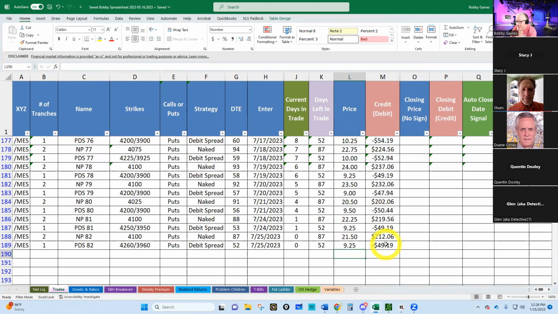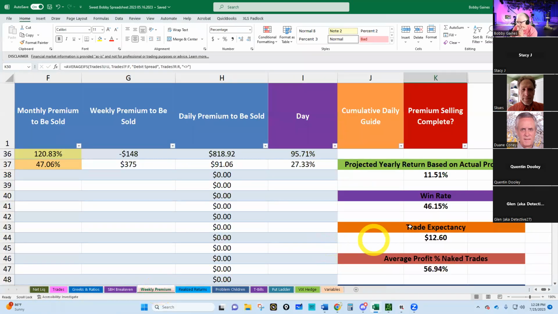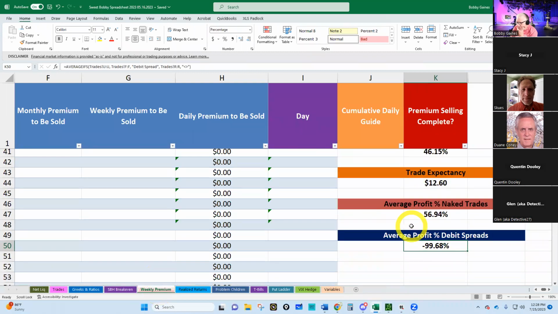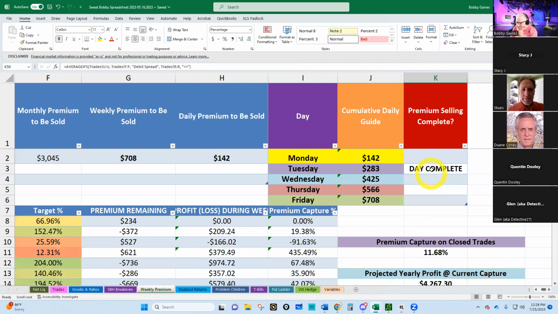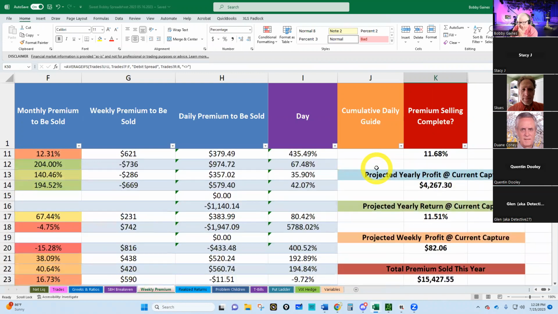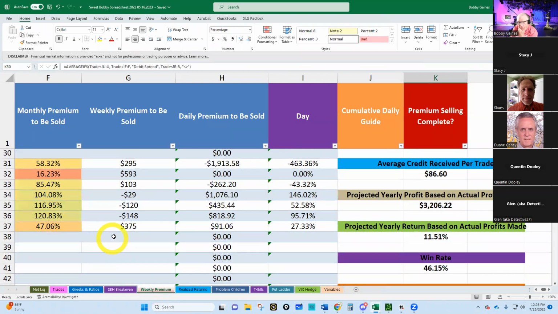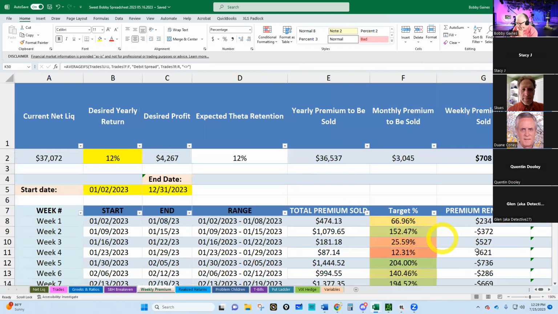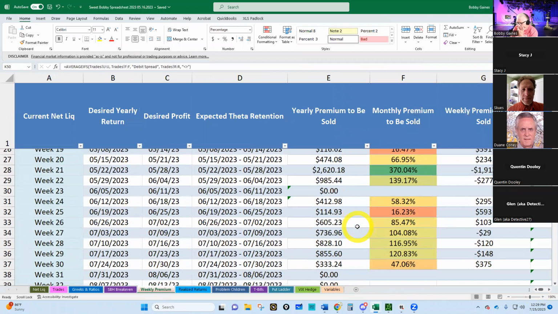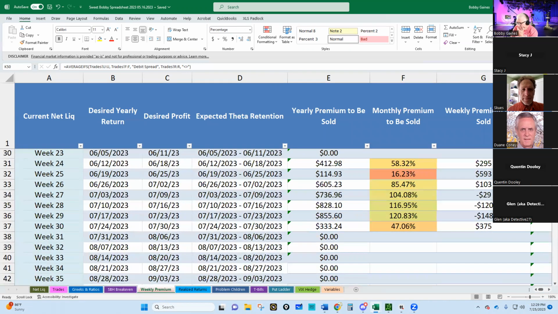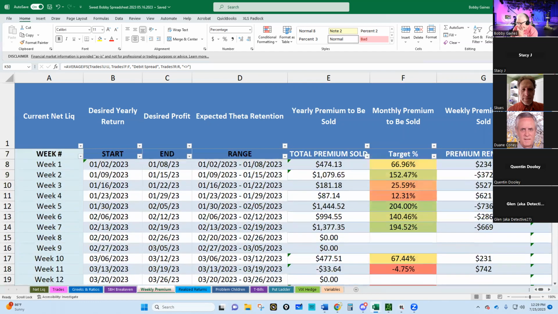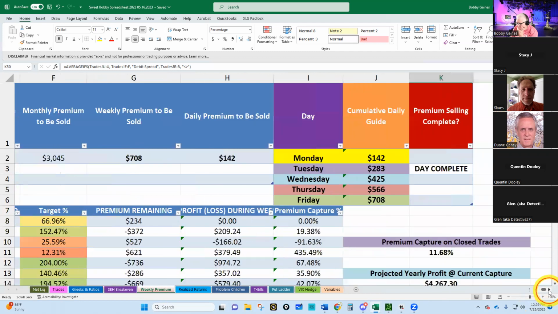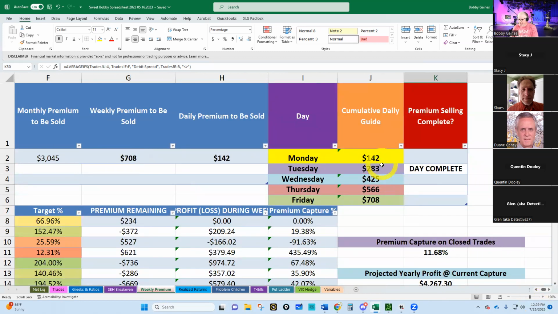Now, remember when we used to go over here and ask, have we sold enough stuff? Let's just look at it. It says our day is complete. We should have sold $283 worth of premium this week. Let me see what the headers are here. Target premiums, total premium sold. We have sold $333 worth of premium this week. And look at this, it was saying that we needed to sell $283. So we did good.